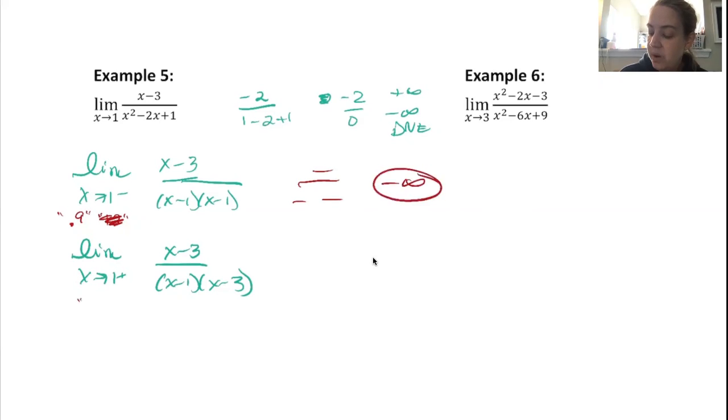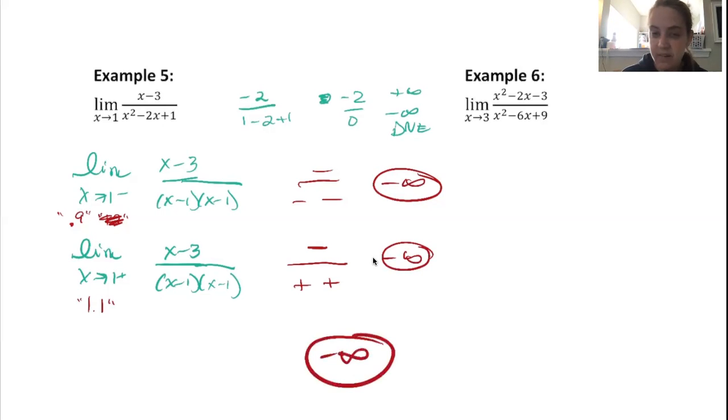1 from the right would be a 1.1. The numerator is still negative. Oh my goodness, I'm making so many mistakes here. Positive times a positive, so the overall sign here is negative infinity. Now, because the two of them match, a negative infinity and a negative infinity, the overall limit is negative infinity.